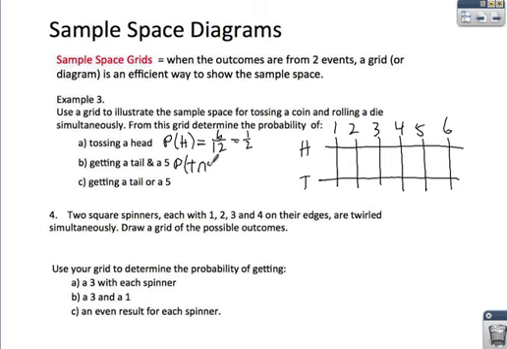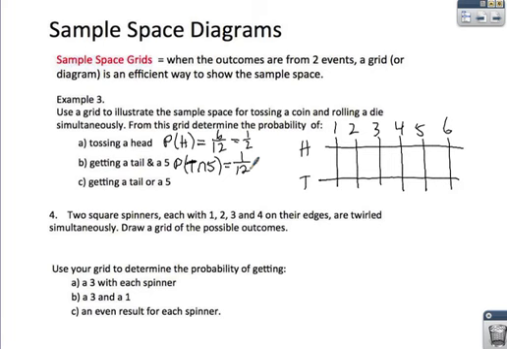Second problem, the probability of getting a tail and a 5. So tail and 5. Again, whenever you see the notation intersection, both of those events must happen. So we're looking for the intersection that has tail and 5. There's one of those, and there's, again, 12 possible intersections. So that probability is 1 over 12.